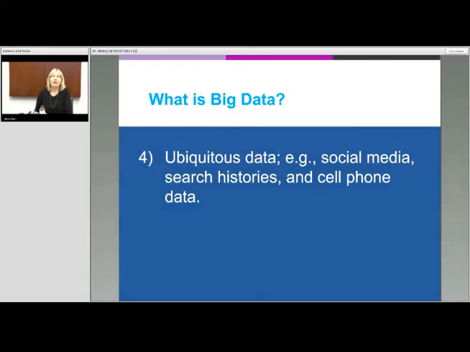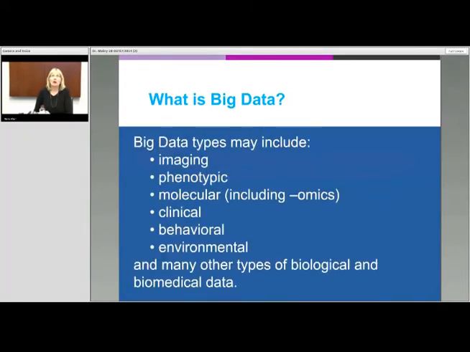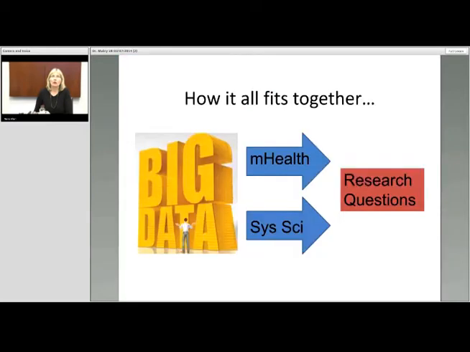It's not, I don't think, in the FOA, but it's also ubiquitous data. So think of social media data, search history, cell phone data, and that kind of data that's available is relevant to behavioral and social science. When our FOAs at NIH and BD2K talk about big data, it includes behavioral data. It's often called biomedical, but that term includes behavioral and social. So I want people to be aware of that.